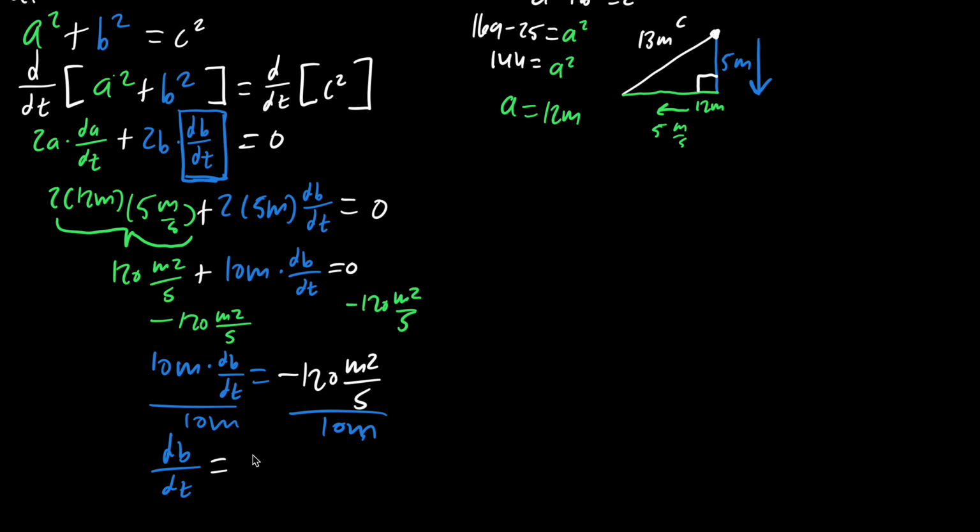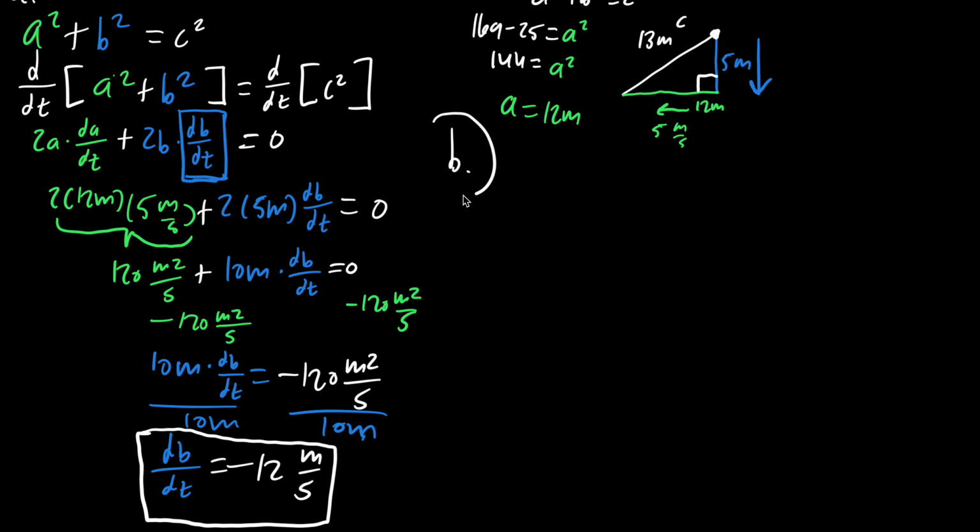Of negative 12 meters a second. There's our answer for part A. Cool. Now let's do part B. Part B is over here.